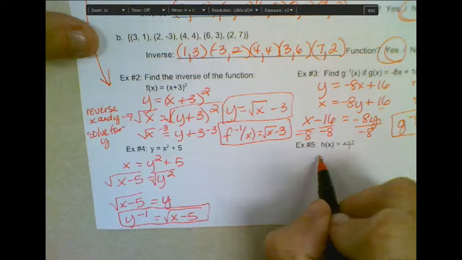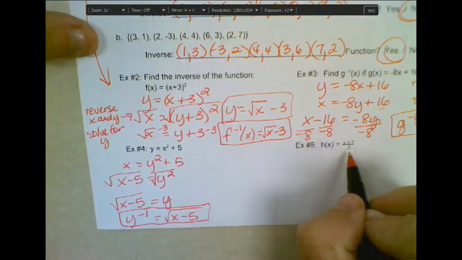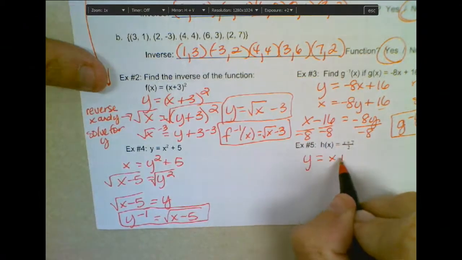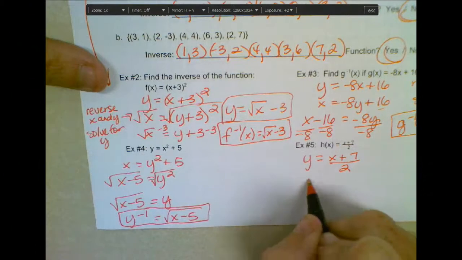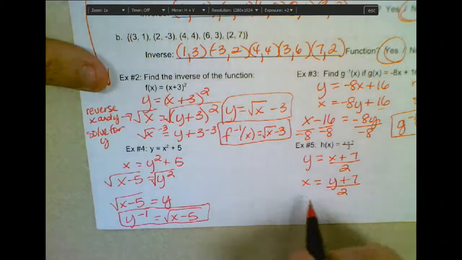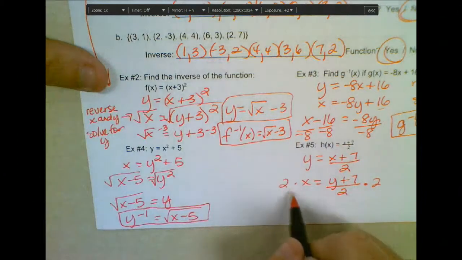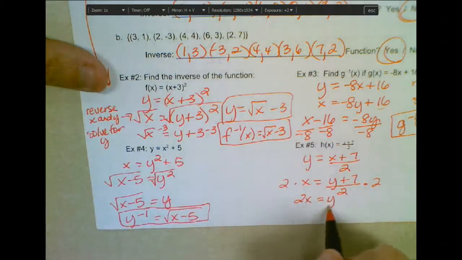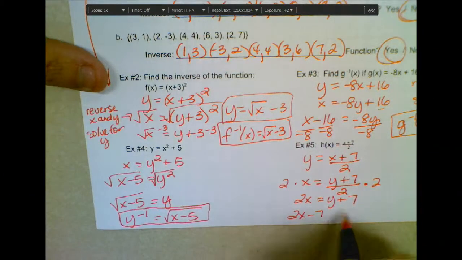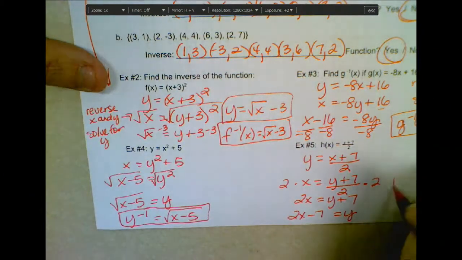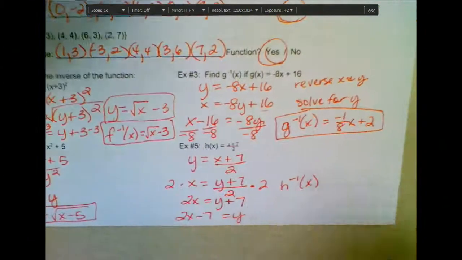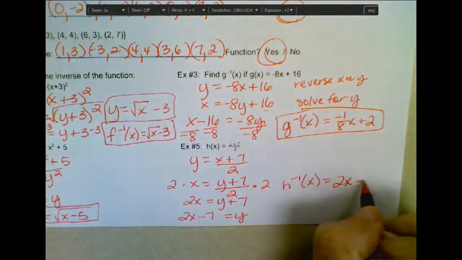Lastly, for example 5, I have h of x equals x plus 7 over 2. So change that out to a y, x plus 7 over 2. Reverse my x and my y. And then solve for y. First thing I'm going to do is get rid of that fraction. So I have 2x equals y plus 7. I need to move that 7 to the other side by subtraction. So my h to the negative 1 of x will equal 2x minus 7.